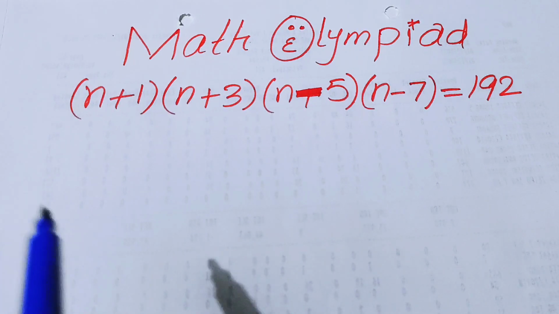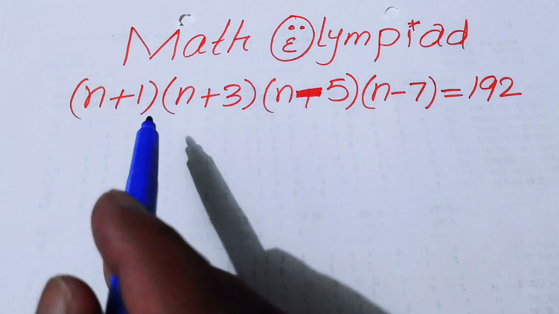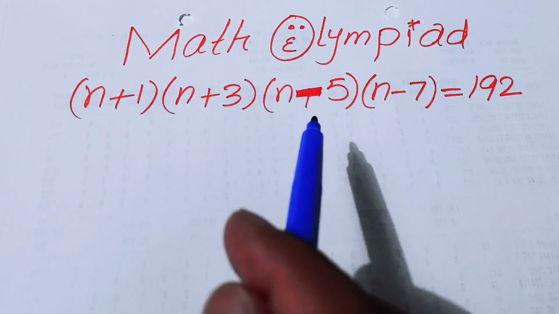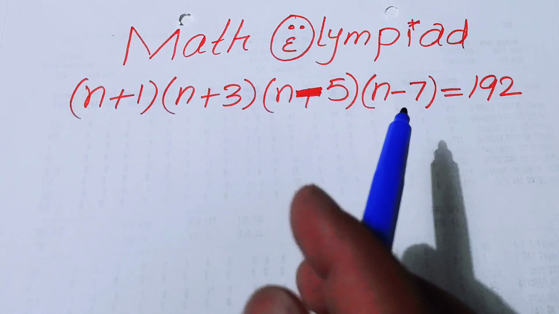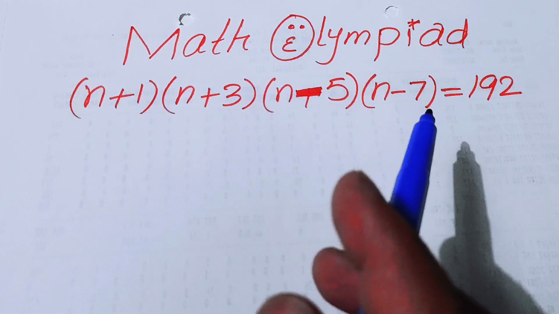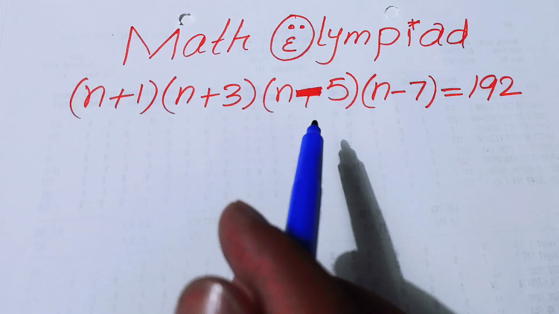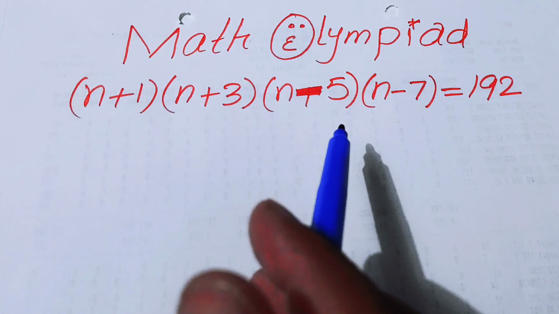In this video we are going to solve this nice algebra problem, and here we have (n + 1)(n + 3)(n − 5)(n − 7) = 192. Today I will solve this problem with a unique method, using a nice technique.